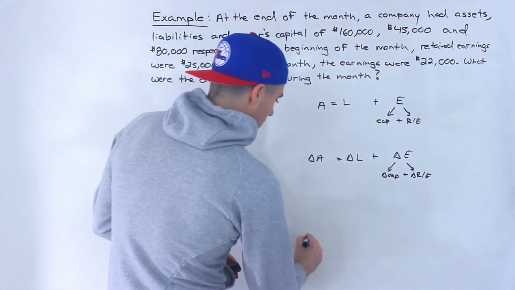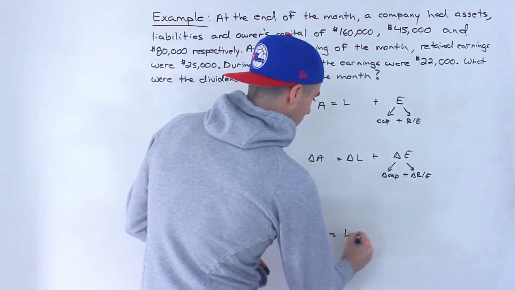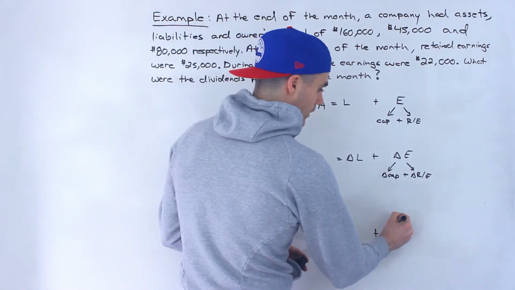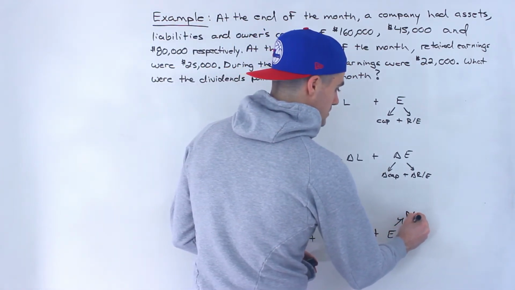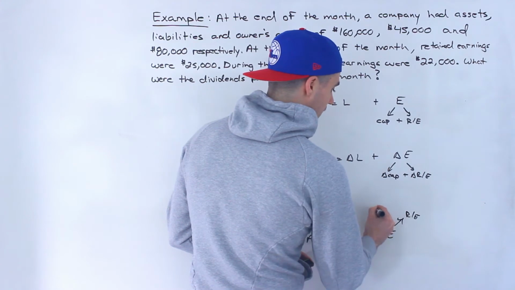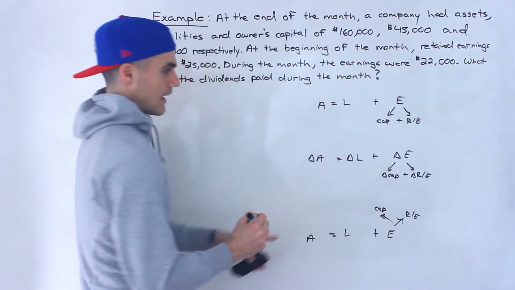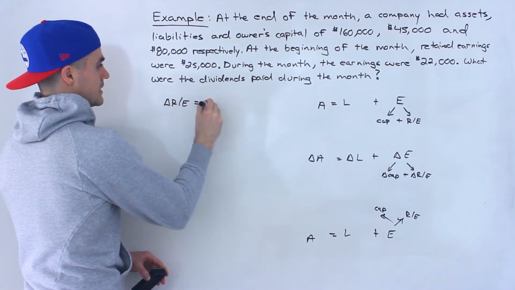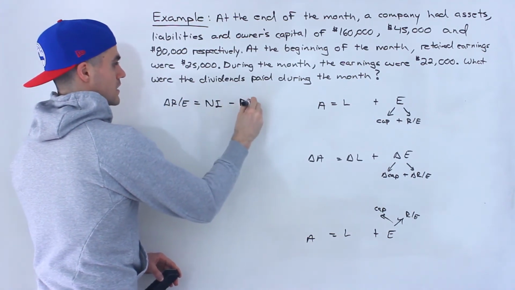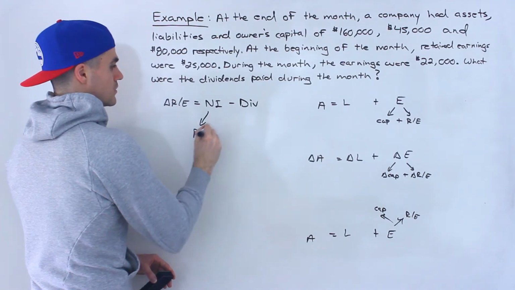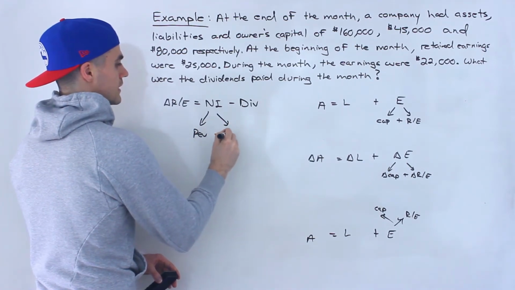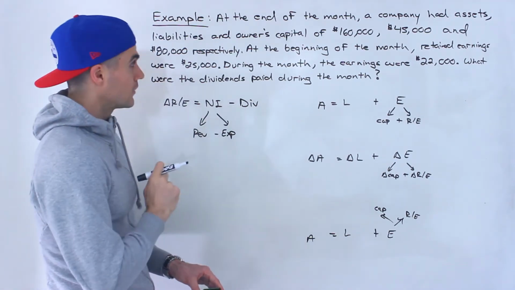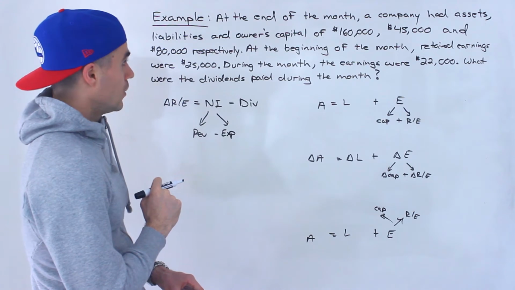And then at the end of the month, we would have the balance sheet, assets equals liabilities plus equity, and then we're going to have an ending retained earnings, and then we're going to have an ending capital. And then the change in retained earnings is the net income minus the dividends, which net income is split up into revenue minus expenses, like that. Right, so we got the flow diagram written out. Let's fill in what we're given.